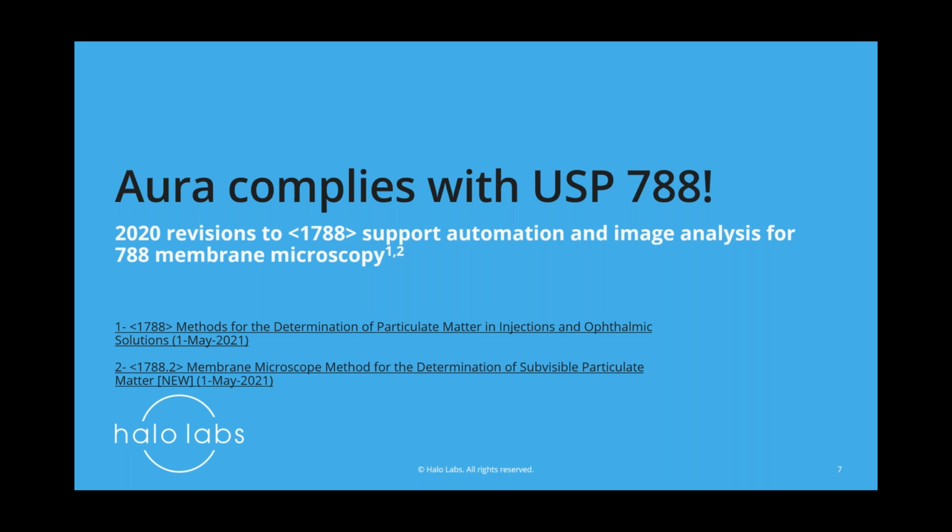But most importantly, Aura now complies with USP 788. As of about February of this year, the informational chapter that essentially adds all of the meat of the validation and the research behind how to properly conduct 788. Chapter 788 itself is only like a page and a half, but most of the knowledge content is in the informational chapter. And it now supports automation and image analysis, just like the Aura does. So now you can use Aura for this work. And we're happy to send you some more information provided by the USP.